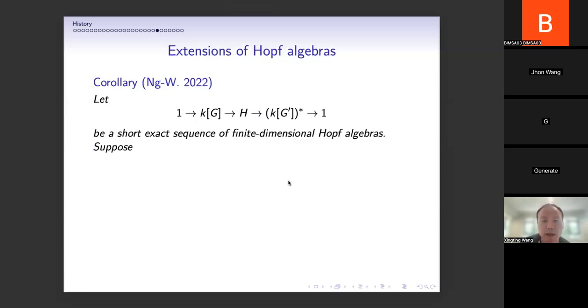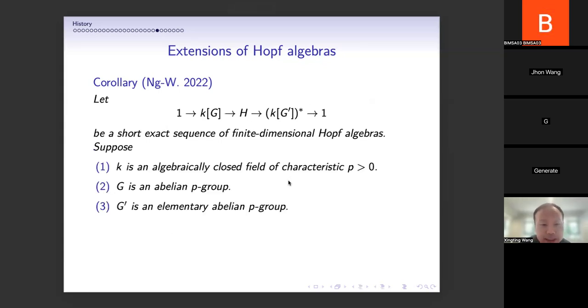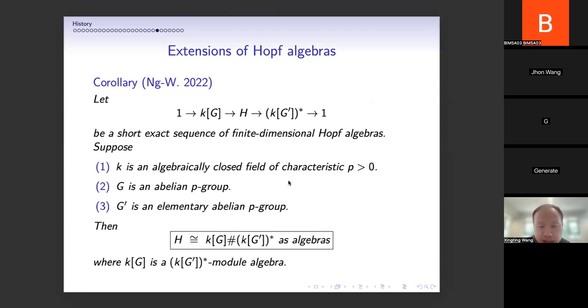So as a consequence, we prove that we can classify the following sequence of Hopf algebras. We use exactly the same conditions as before: G prime is elementary abelian, and G is an abelian p-group. Then the second cohomology vanishes, and the consequence of the vanishing of the second cohomology is that as an algebra, it has to be a trivial extension. So it's just a smash product of KG with KG prime, with some actions you have to figure out as well. But that gives us a very good understanding of how this algebra will be.